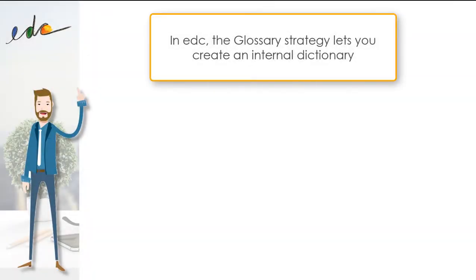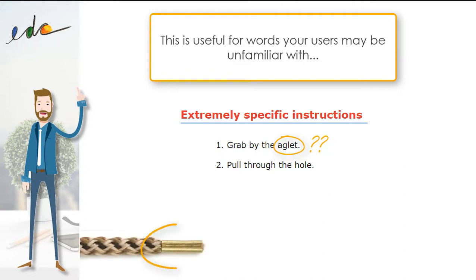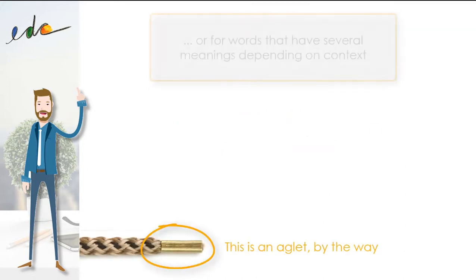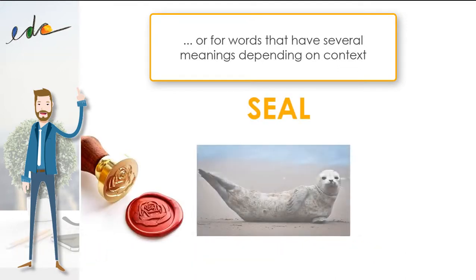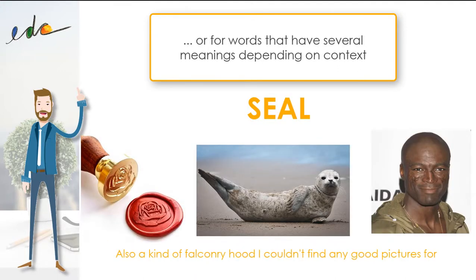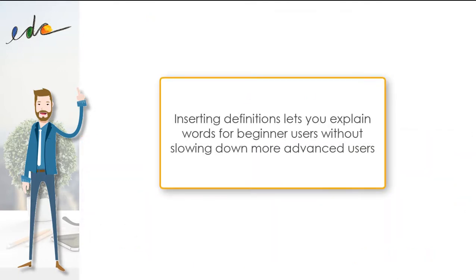One of EDC's basic strategies is dedicated to glossaries. Glossary entries let you explain words directly in your user help. This is useful for complicated, rare, or very specific words, or when the word's meaning changes depending on context. Having definitions in the help window lets you explain things to beginner users without slowing down more advanced users.